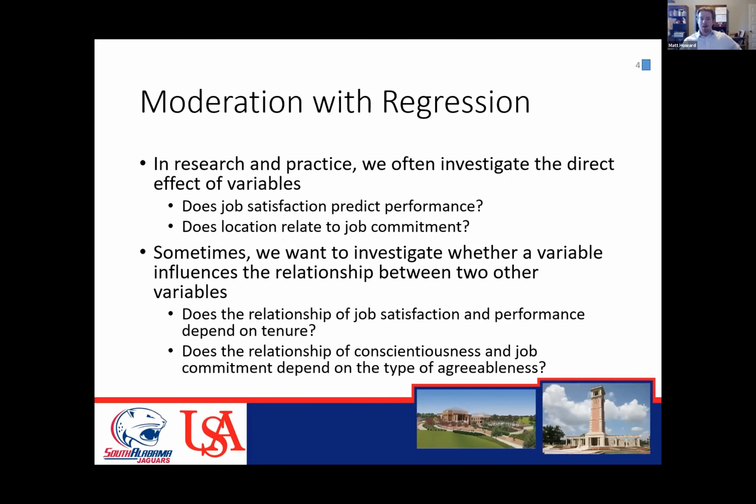To start, in research and practice, we're often interested in what we call the direct effects of variables. So how one variable directly relates to another variable, how one variable directly impacts another variable. Direct effects represent questions like, does job satisfaction predict performance? That's a direct effect, because we're talking about the direct effect of job satisfaction on performance. Another question might be, does location relate to job commitment? Do people in the American South have higher job commitment than those in the American North?